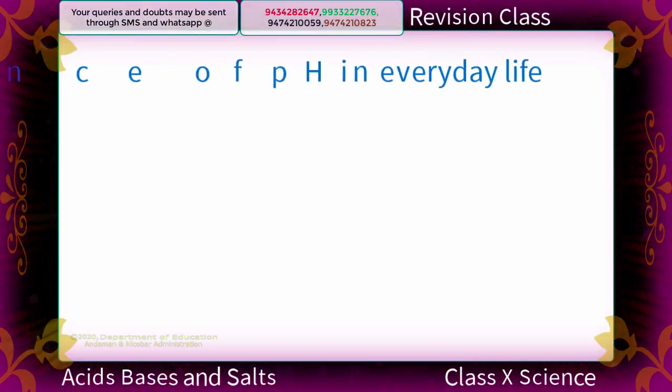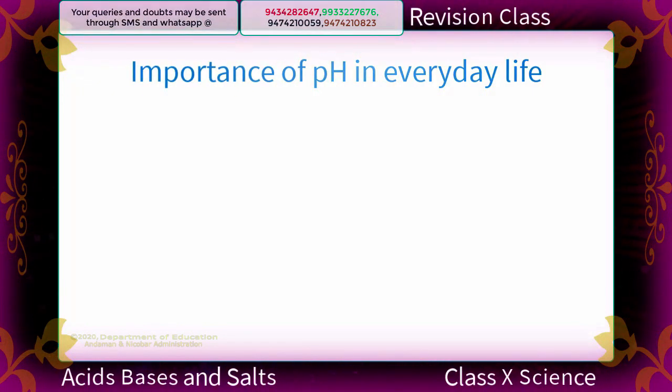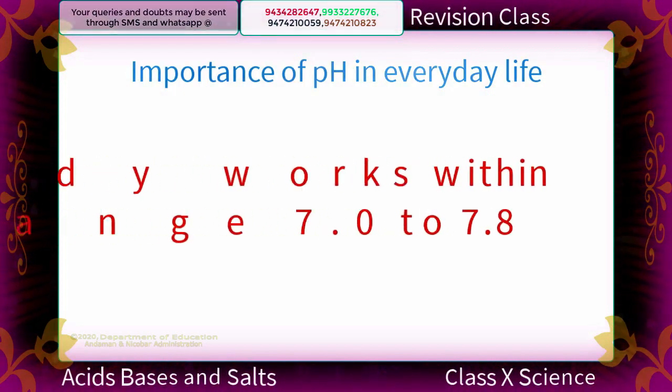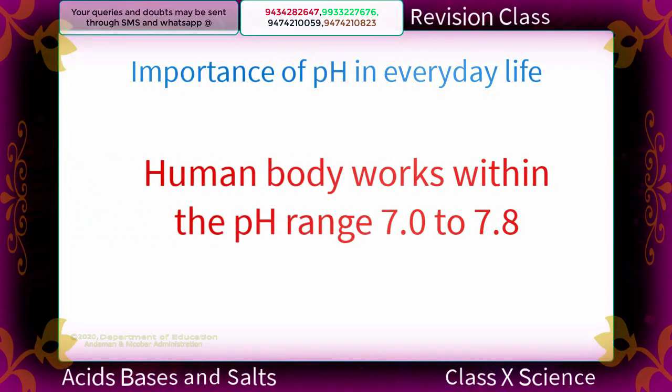Dear students, if you ask, is there any importance of pH change in living organisms? Then, of course, yes, children. Dear students, plants and animals can survive only in a narrow range of pH. The pH range of our digestive system is around 7 to 7.8. A subtle change in the pH can affect the normal survival of living organisms.